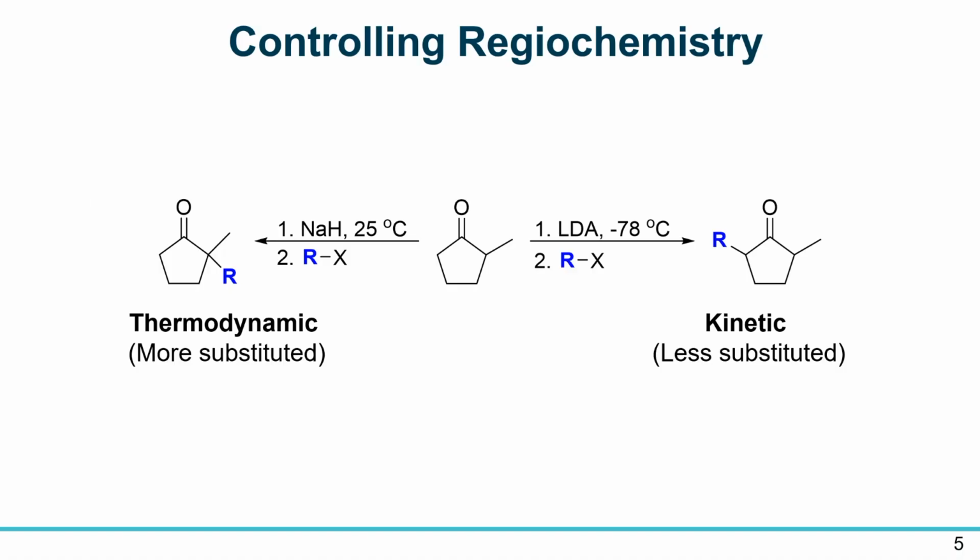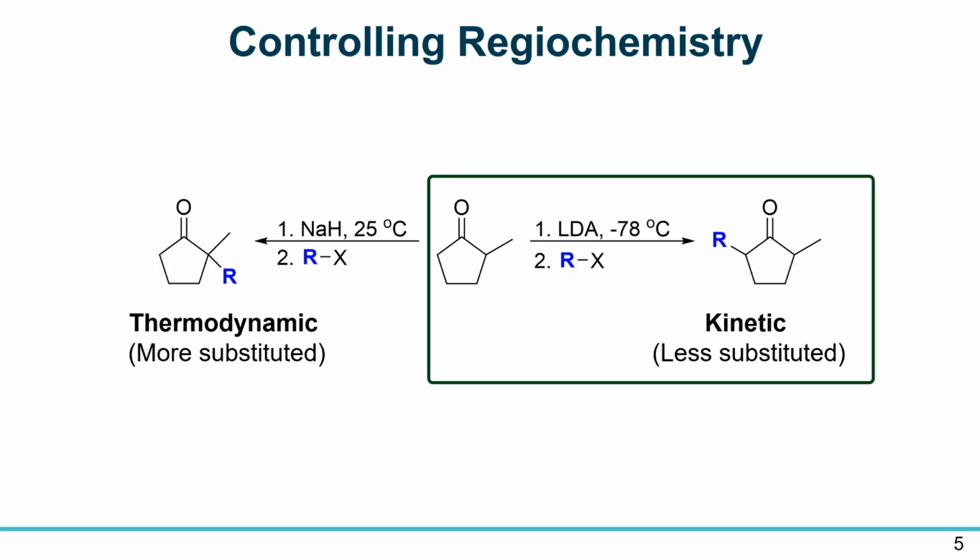If a sterically hindered, bulky base, like LDA, is used at low temperature, the steric hindrance penalties are more severe, and there's less energy to overcome the activation energy barrier. As a result, the kinetic product will be formed in majority.